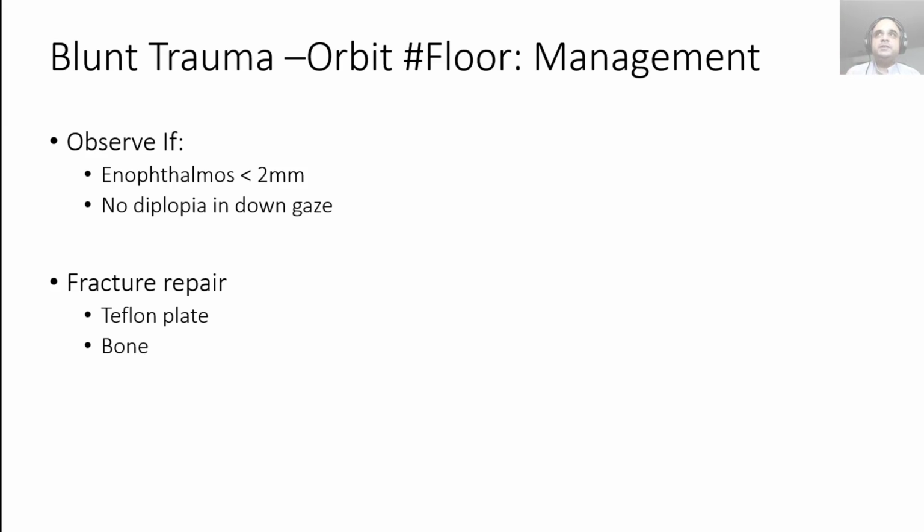So what do we do? Most of the time, the enophthalmos is not significant and it's not cosmetically undesirable, so nothing. Diplopia in down gaze is more important than in up gaze because you read in down gaze. So if there is no diplopia in down gaze and enophthalmos is less than 2 millimeters, meaning the difference between the position of the apex of the cornea is less than 2 millimeters between the two eyes, you don't do anything. If there is a greater enophthalmos, or you have diplopia in down gaze, you need to repair the defect.